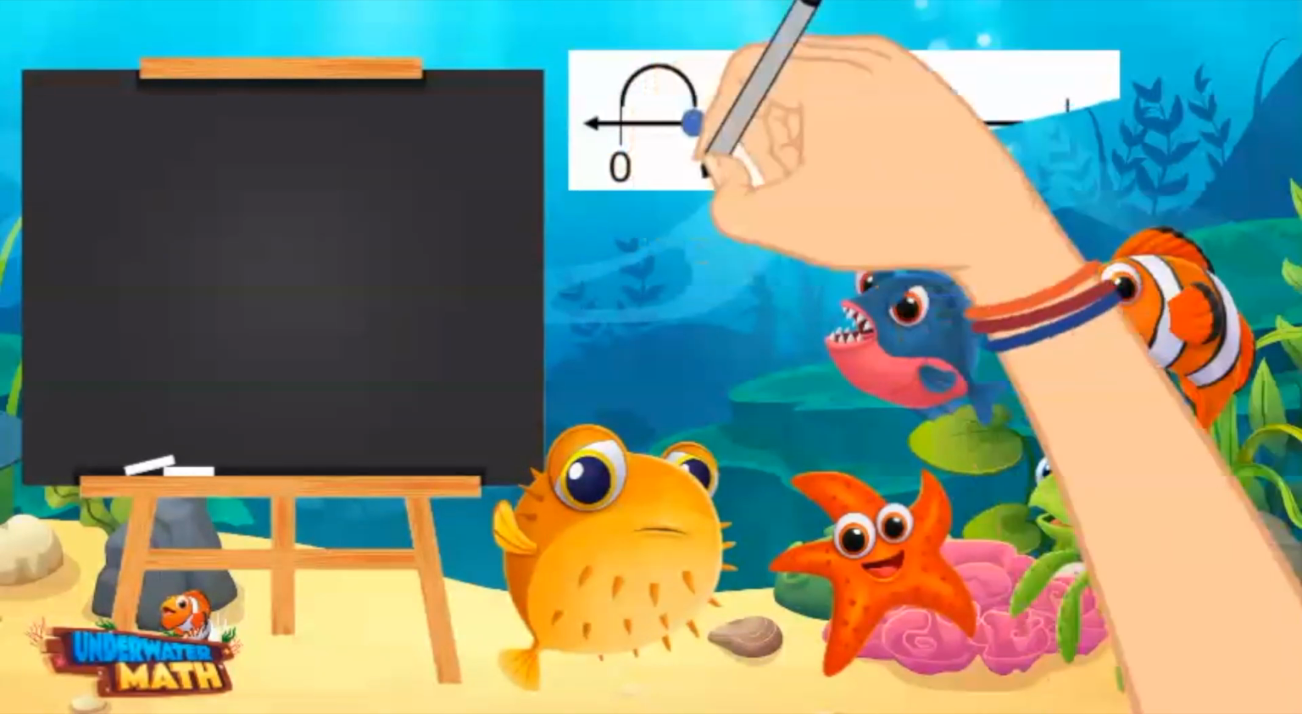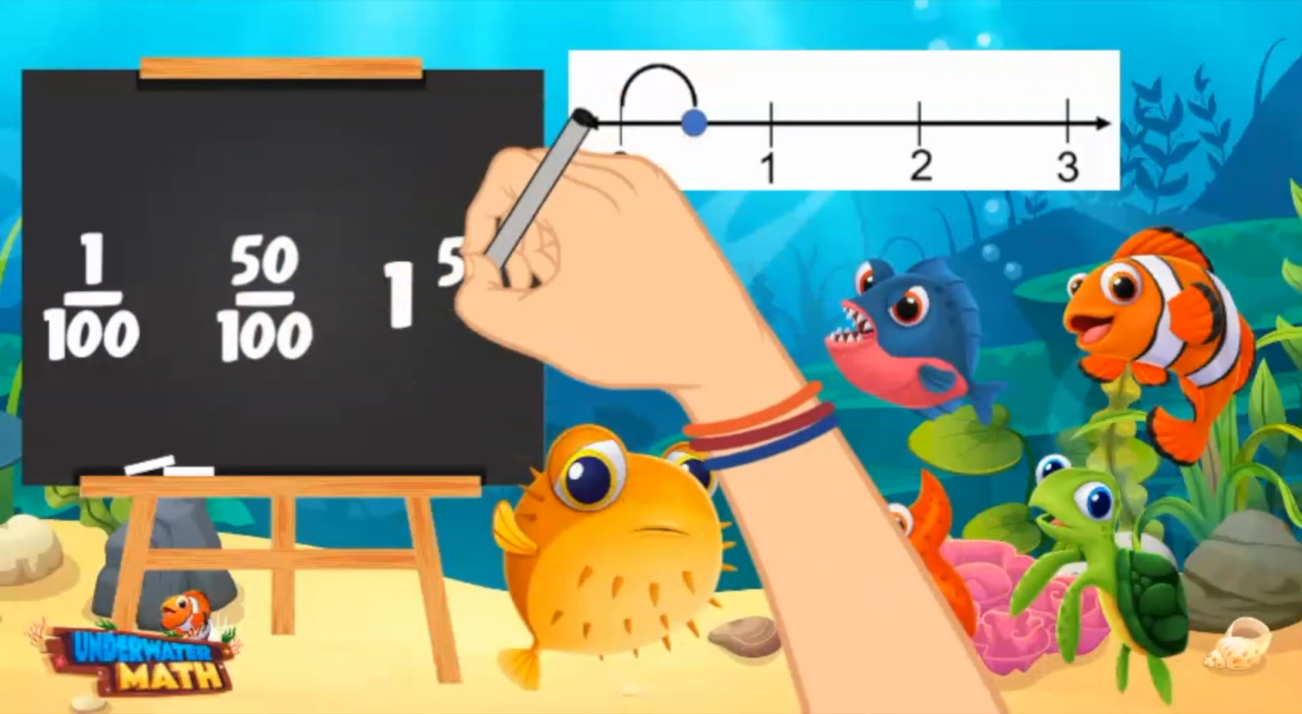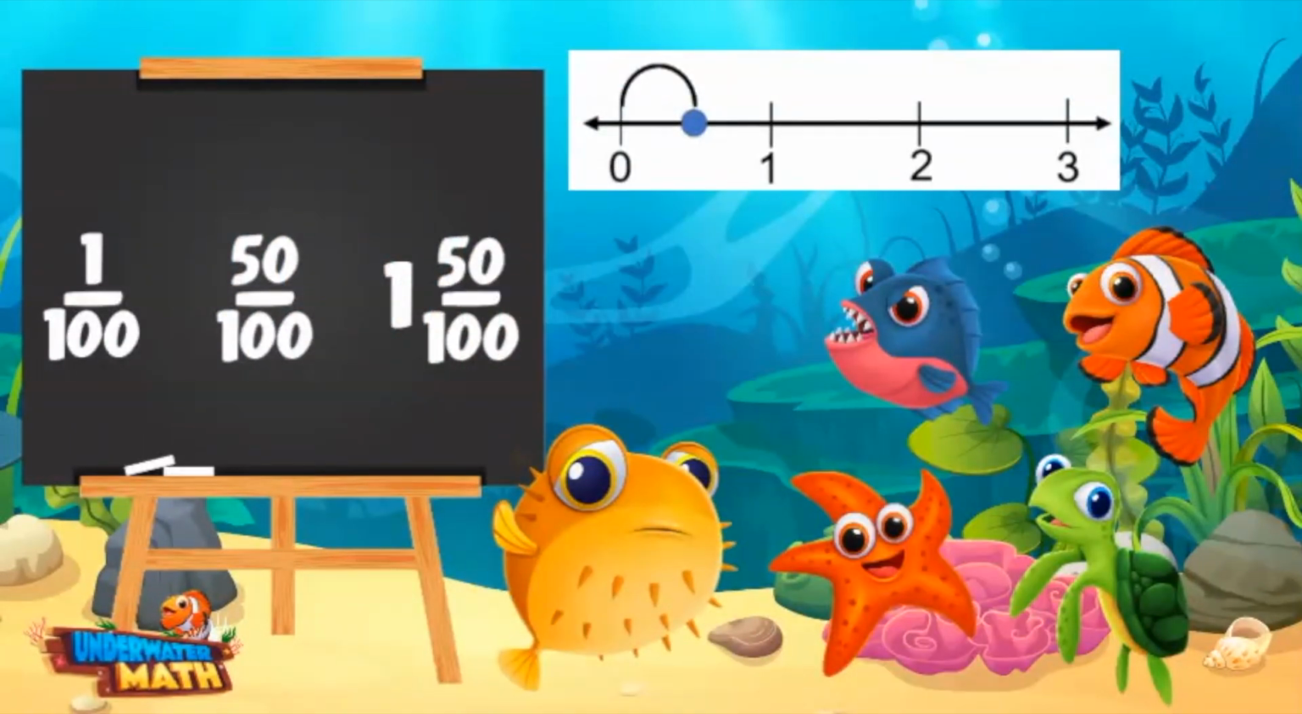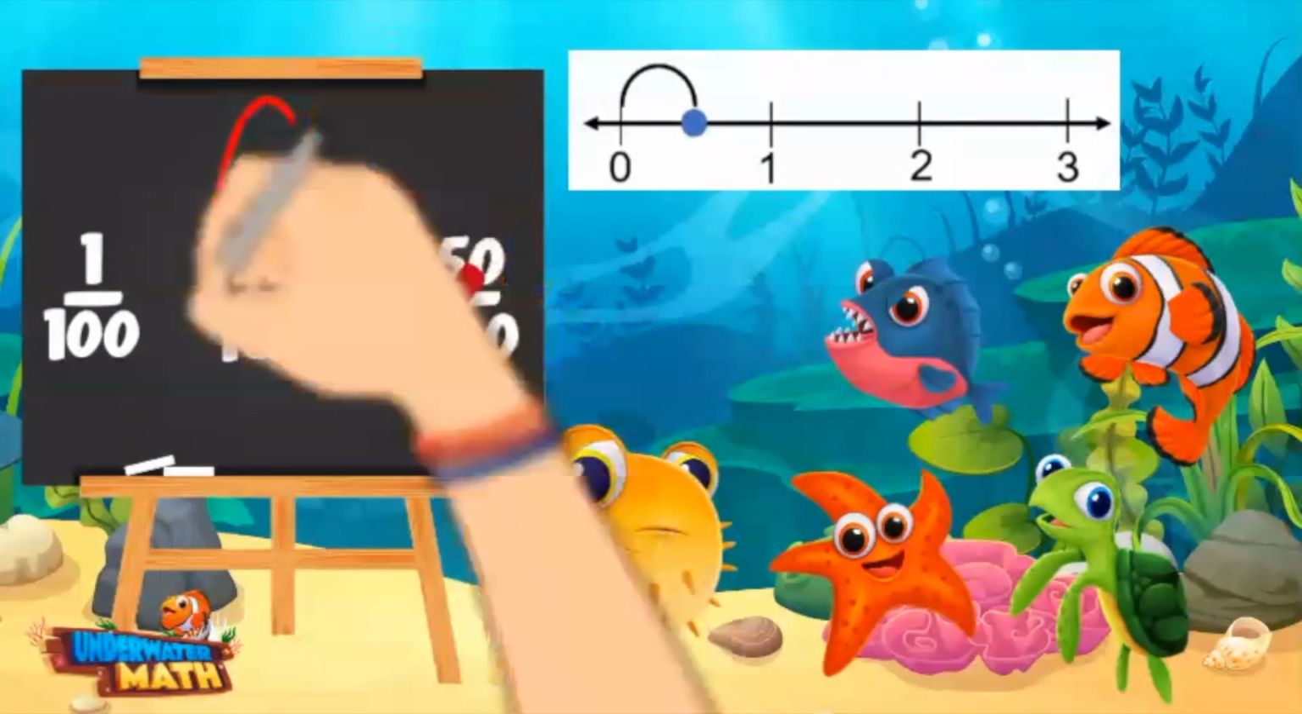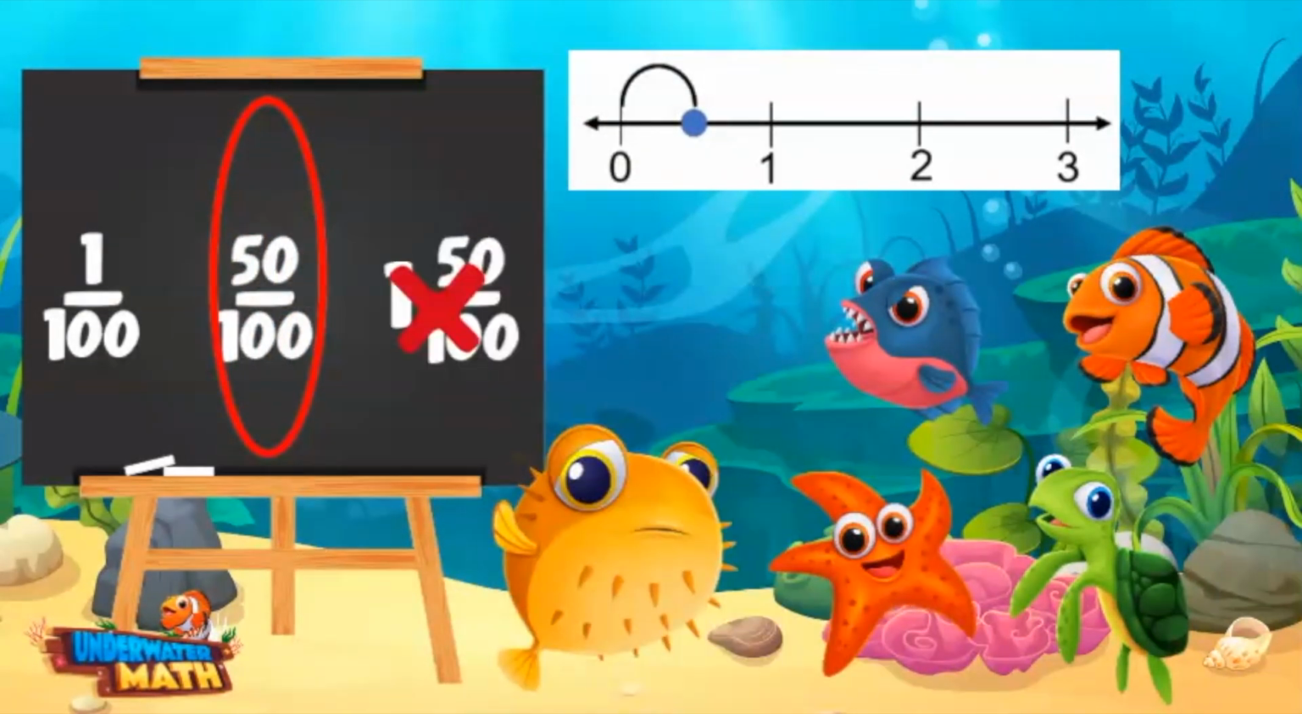Check out this number line. Which one of these fractions represents the point's distance from 0? It's definitely not 1 and 50/100 since the point is before the 1. 50/100 is halfway between 0 and 1, just like on this number line. The point is 50/100 from 0.